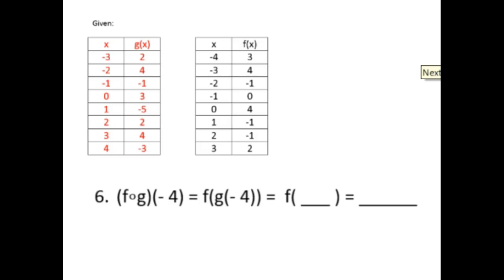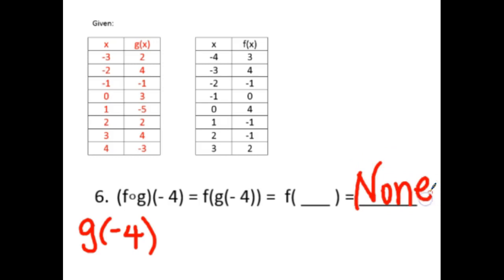Anderson, what is G of negative 4? It's not on the table, so what is that? What do you do? If I don't have an answer here, can I have an answer there? So the answer is none or no solution.